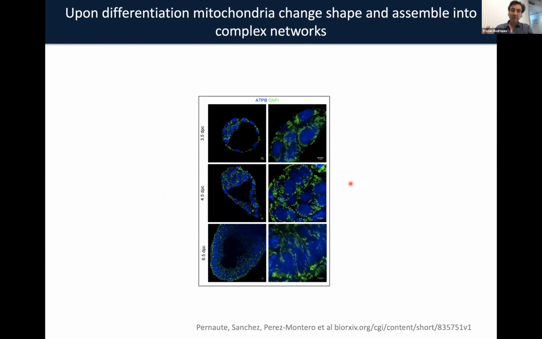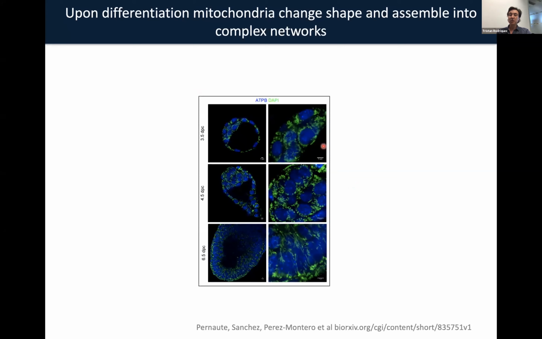Okay, so these results suggested that the cells eliminated by cell competition have mitochondrial defects. So the next question that we wanted to ask is, can we manipulate mitochondrial function to trigger cell competition? One important change that occurs at the onset of differentiation is in mitochondrial dynamics.